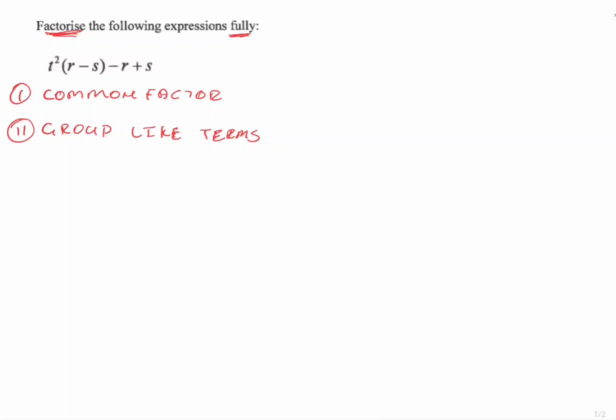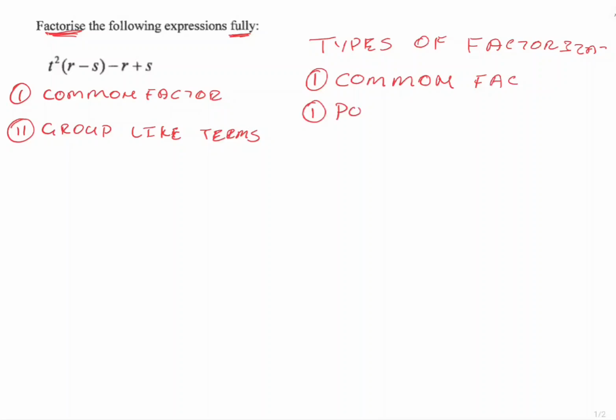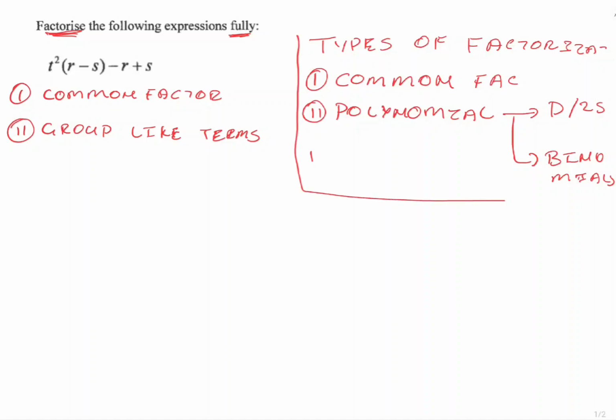One thing that I'm expecting first of all is that you know the types of factorization that are there. What do I mean by that? You know the common factor method, and the one whereby you have a polynomial, which breaks into many types of factorization. That's where you have your difference of two squares, and your binomials. The main purpose of this video is not to dive deep into the types of factorization, but to know how to tackle a problem whenever you have something that looks like this.